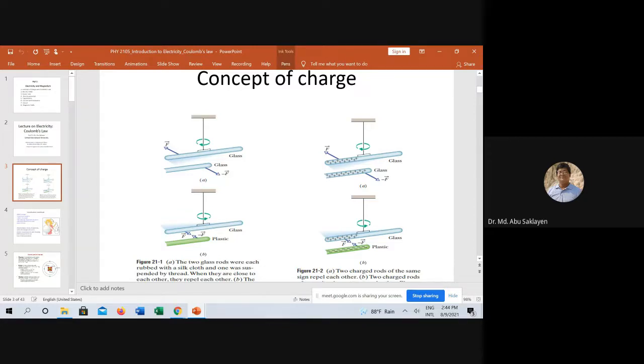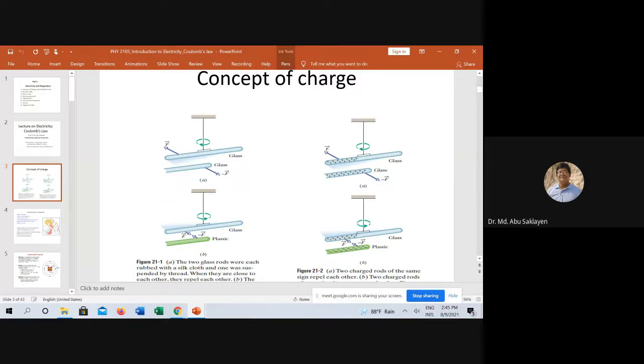So before rubbing, why do they not show any action? What happened before rubbing and after rubbing? Before rubbing, both substances were in their position. The charges were not converted. No, actually not.